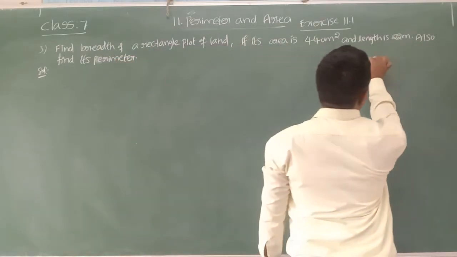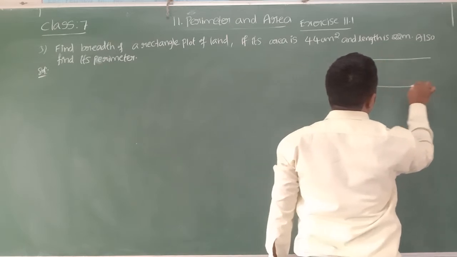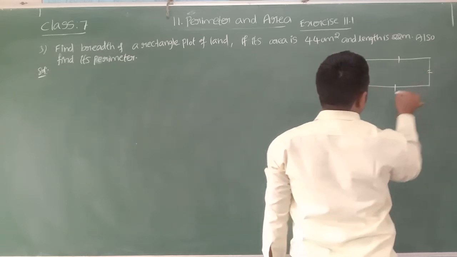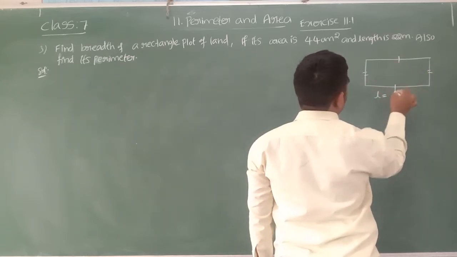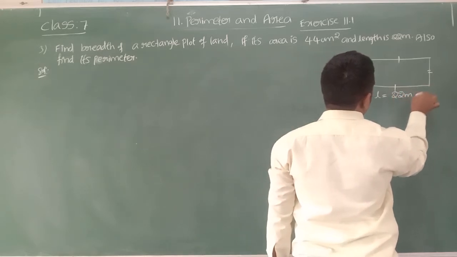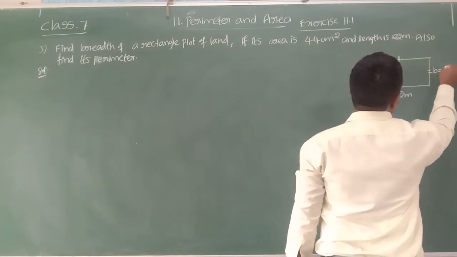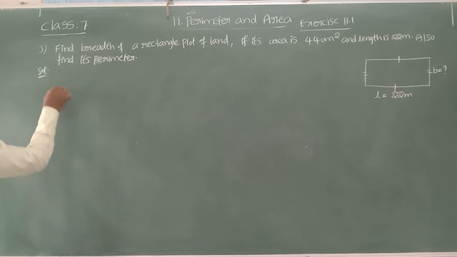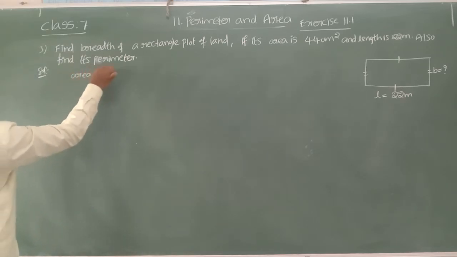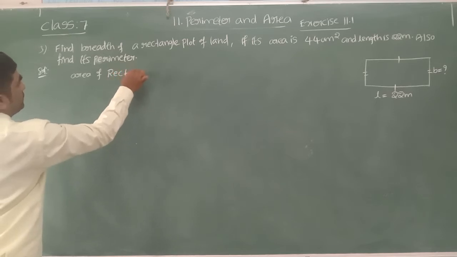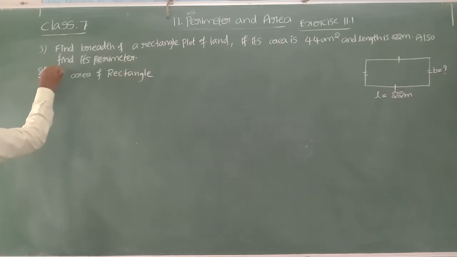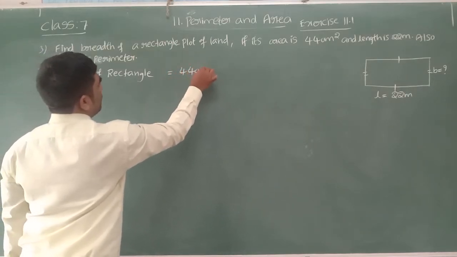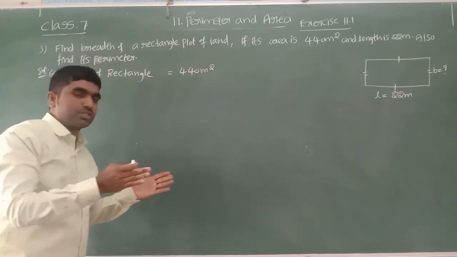So the question is about a rectangular plot of land. You can draw a rectangle, beta. In a rectangle, opposite sides are equal. The longest side length is 22 meters, which he gave, and this shortest side we take as the breadth. This breadth we need to find, and along with the length he gave the area also. So let us write what is the area of the rectangle he gave. Given area of rectangle is equal to, how much did they give, beta? 440 square meters.